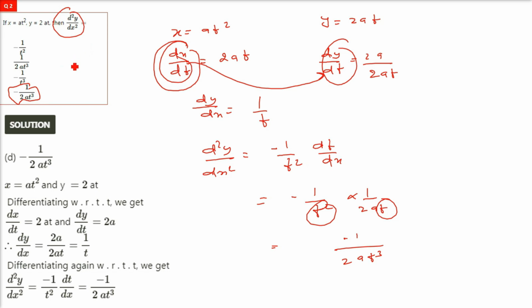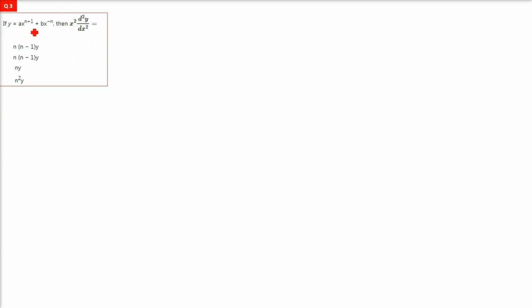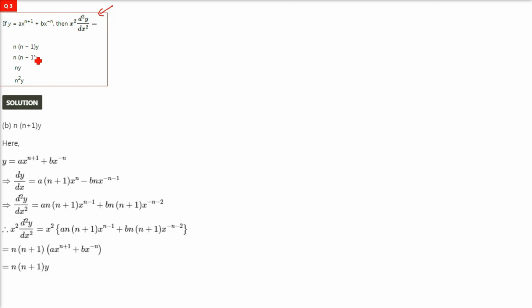Four options, one will be correct. y is equal to a x to the power n plus 1 plus b x to the power minus n, then x square into d2y by dx2. This question in exercise 12.2 of higher order derivatives has already been done, but for the sake of completion, let us do it quickly. y is equal to a x to the power n plus 1 plus b x to the power minus n. dy by dx is equal to a, see, the differentiation of x to the power n is nx to the power n minus 1, so you have to follow it wherever x is there. So it will be n plus 1 x to the power n plus 1 minus 1. So this will be x to the power n only.